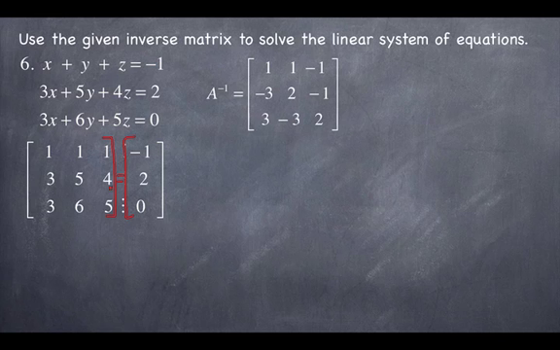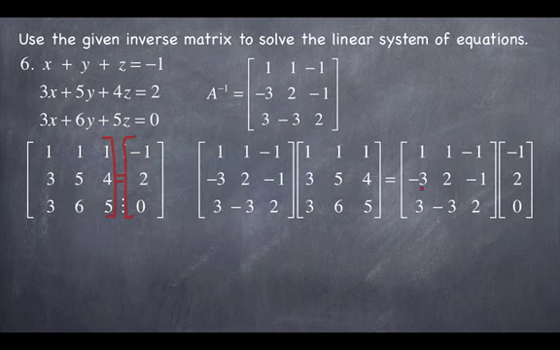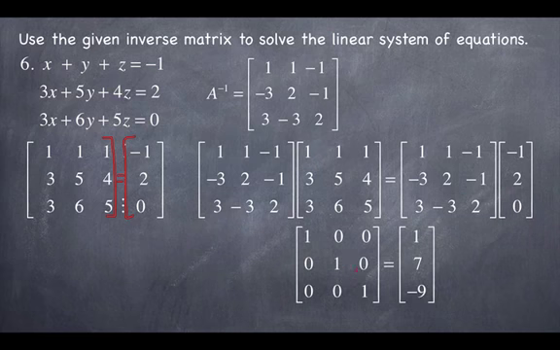And you multiply this equation by the inverse, both sides, the following way. At this point, you should know that this gives you the identity, and this is going to give you your answer. So that's why your solution is 1, 7, negative 9. Let's move on to the last one.